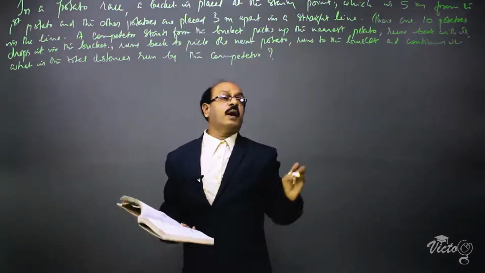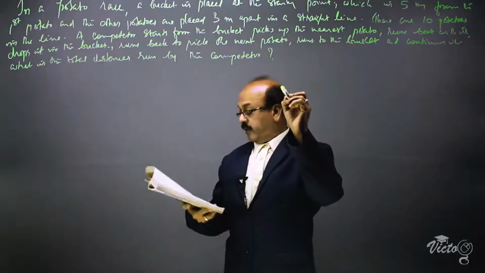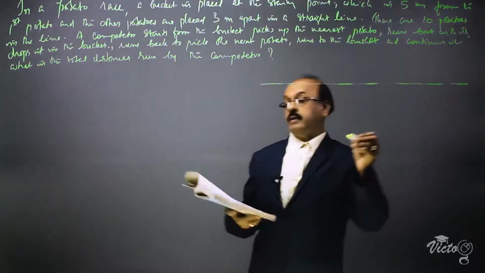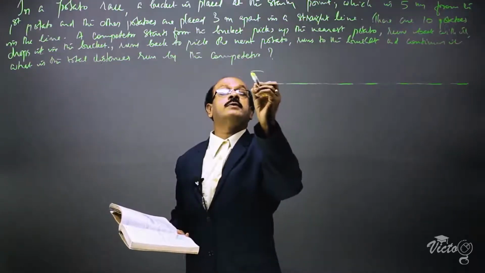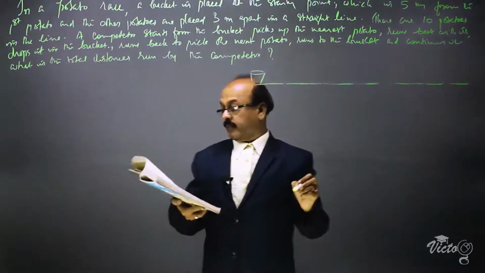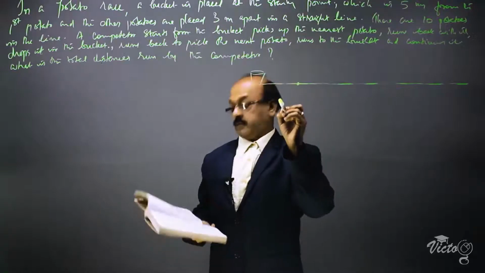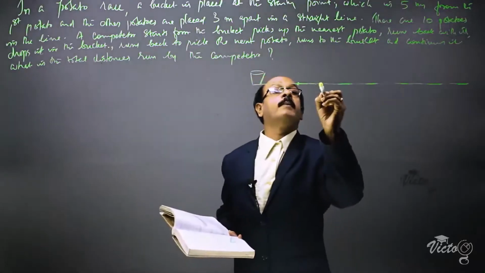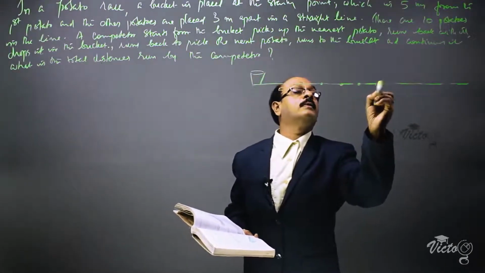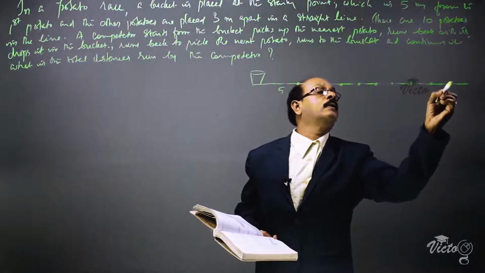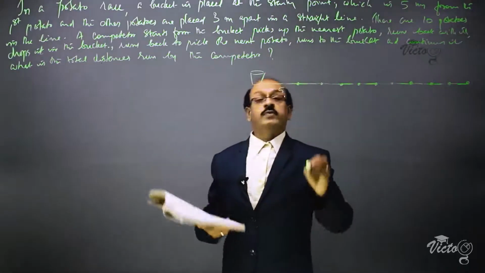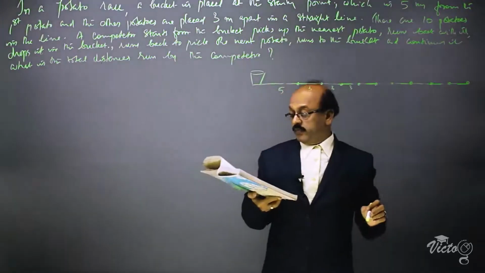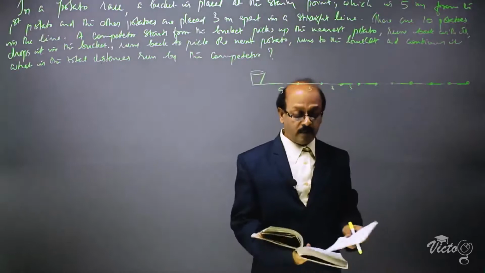This is the question, and a rough figure is here. This is the straight line. Here is a bucket. Here it is 5 meters. Then 10 potatoes are there, which is 3 meters apart. We have to find out the total distance run by the competitor.